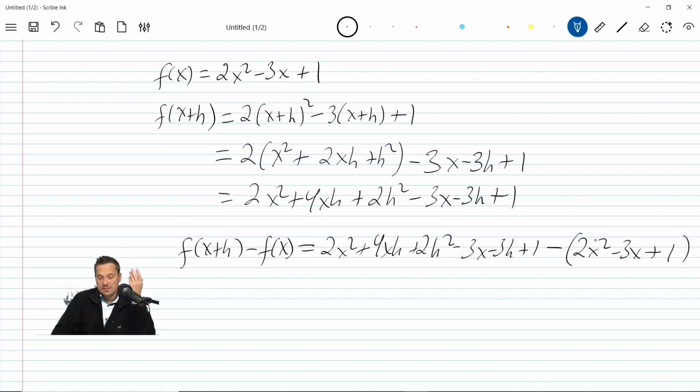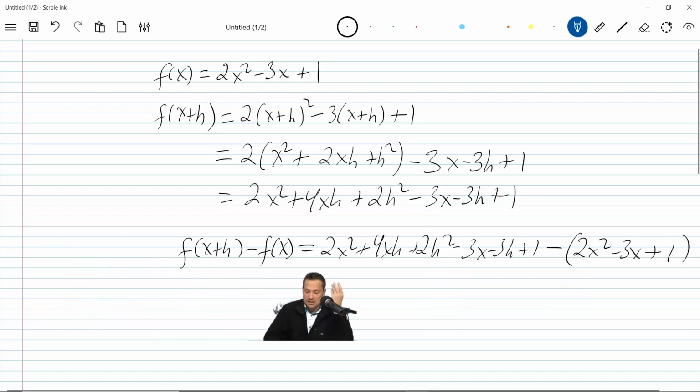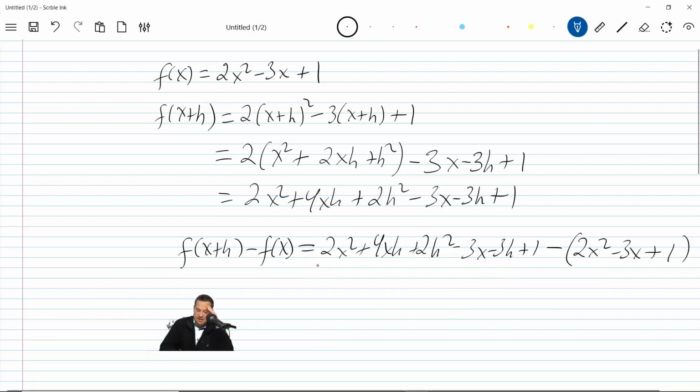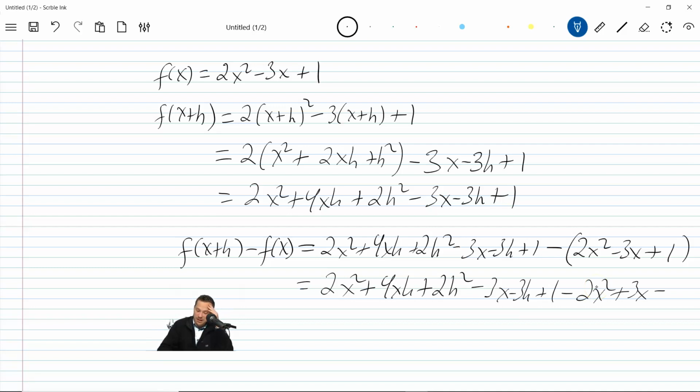At this point I'm going to observe the following, that at this right above my head that negative has to be distributed to each term inside the parentheses. Keep that in mind. So for that reason I'm going to write this next. I'm going to have 2x squared plus 4xh plus 2h squared minus 3x minus 3h plus 1 minus 2x squared plus 3x minus 1. And you want to be super careful here because one mistake and things will disintegrate, and as you can see this is a bit of a time-consuming process.